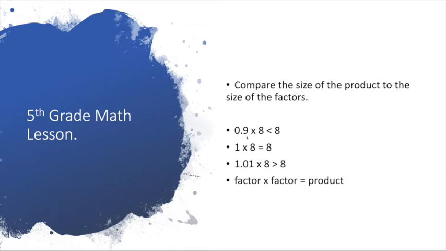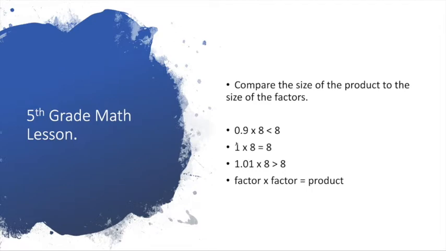So I have here 9/10 times 8, which means that we're going to get an answer or a product that is less than 8. Why? Because 9/10 is a factor that is less than 1 whole. Since it is a factor less than 1 whole, we know that the product is going to be less than 8.